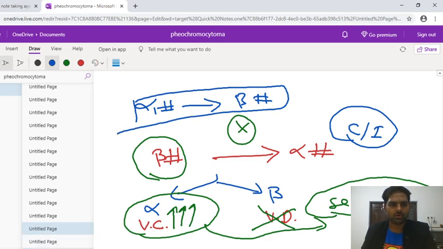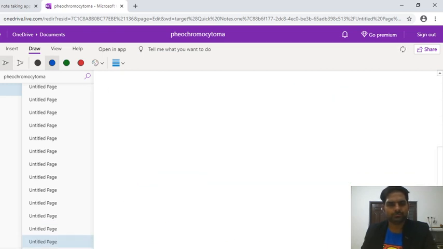So this is all about the treatment part of the pheochromocytoma and all about the pheochromocytoma.